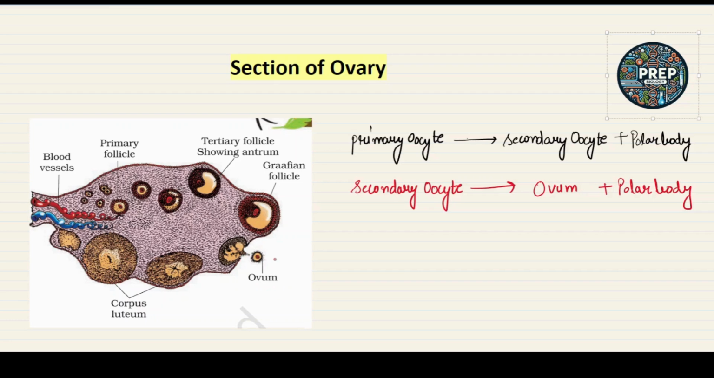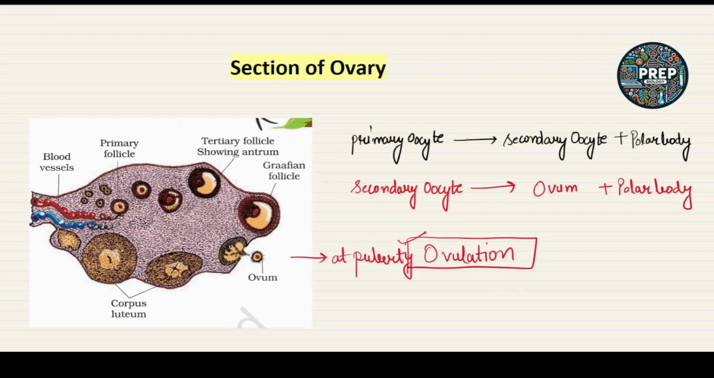Now, at puberty, the Graafian follicle releases the ovum by the process of ovulation. This is important. What is ovulation? At puberty, the Graafian follicle will rupture and release the ovum by the process of ovulation. If you can see here, the left part of the Graafian follicle will form the corpus luteum.